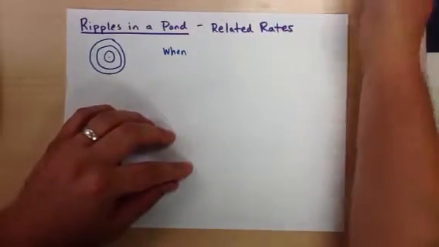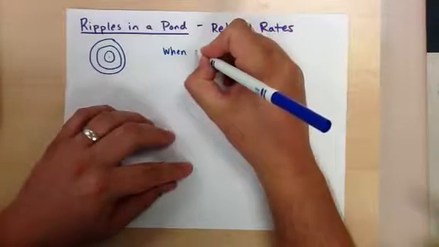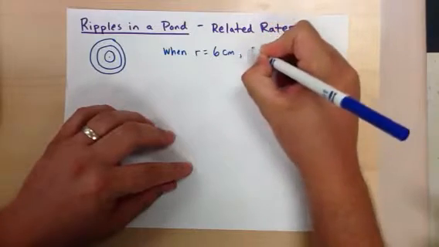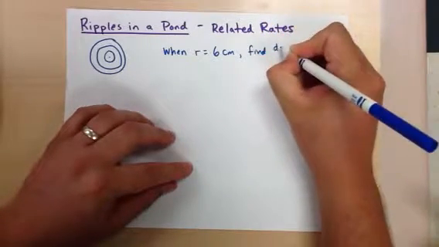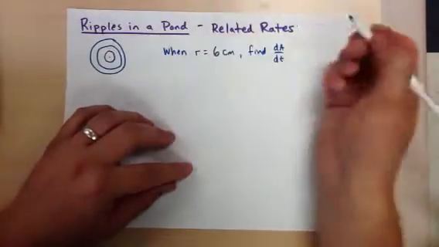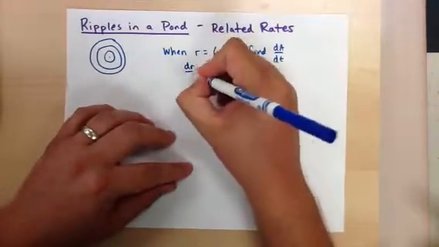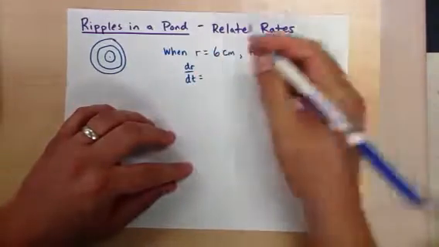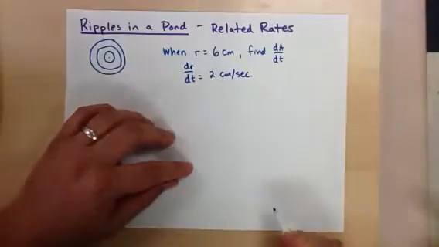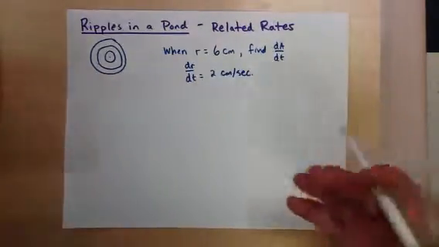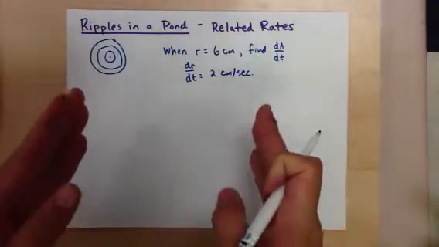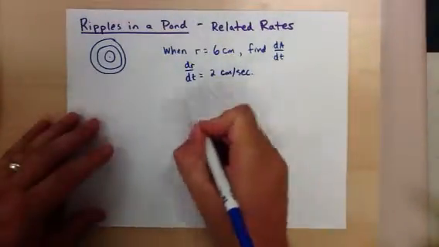Okay, very likely a radius here. So when r equals 6 centimeters, find the change in area over the change in time. And then they'll also have to give you, in that question, you'll notice they'll give you the change in radius is something like 2 centimeters per second. Okay. So once again, calm pond, it's dropped. They notice that the rate of the radius is expanding at 2 centimeters every second. That's a constant rate. That's nice.